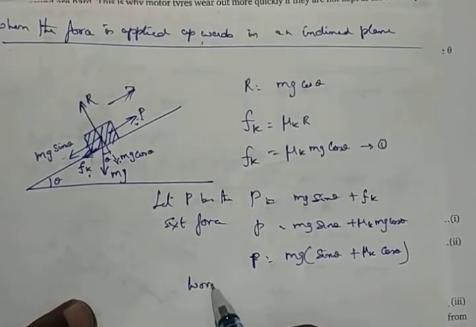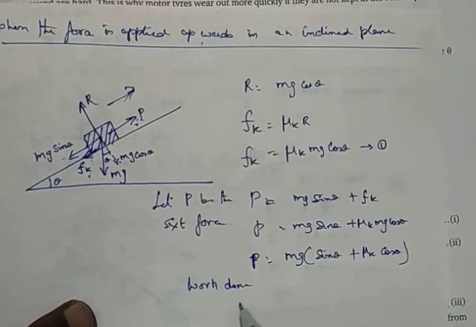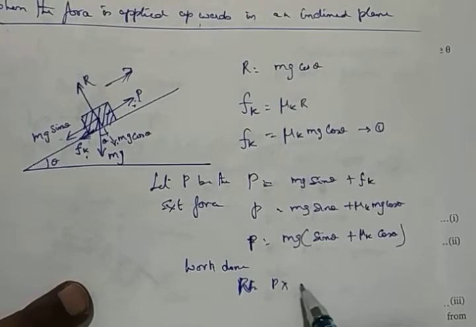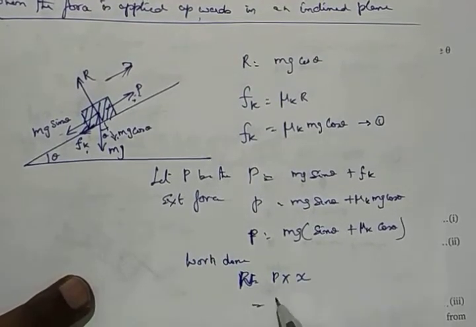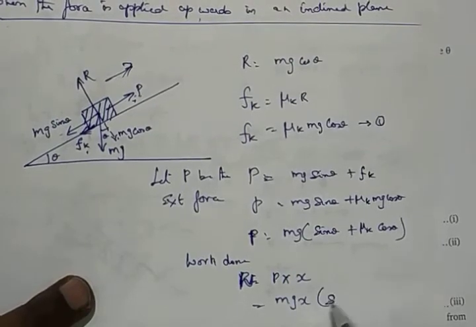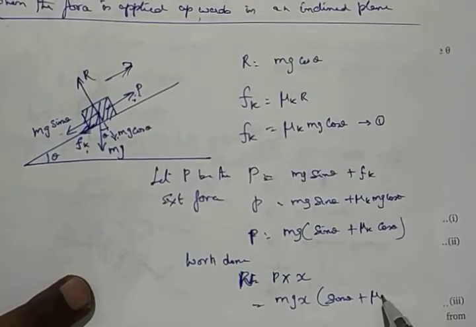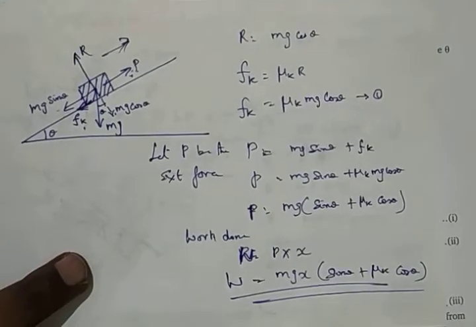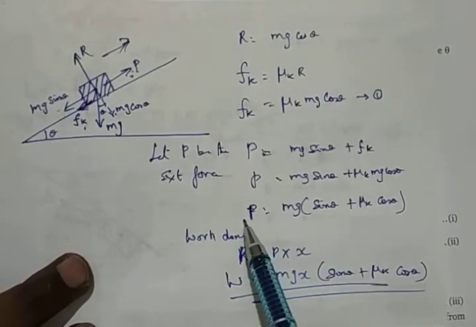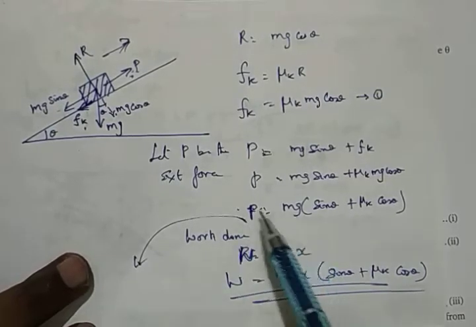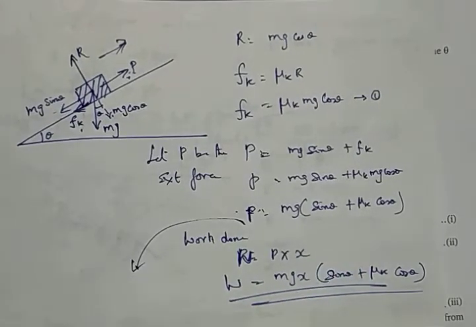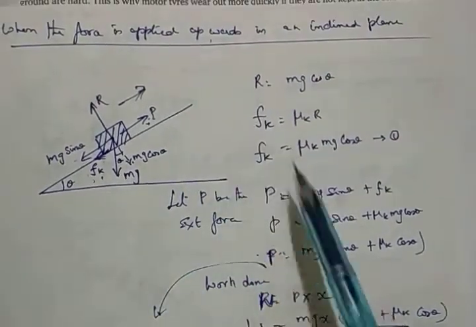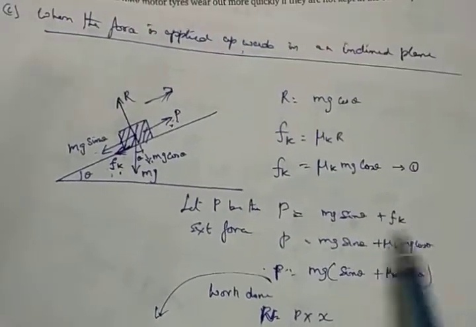Work done. What is work done? W is equal to P into x, where x is the distance, so it is mgx into sin theta plus mu k cos theta. That's the work done. You can even take this as acceleration also, m into a. If you put in an acceleration, you can cancel out the mass. So that's the way it happens. When the body is moving up the inclined plane, you will get a plus here. This will be plus.